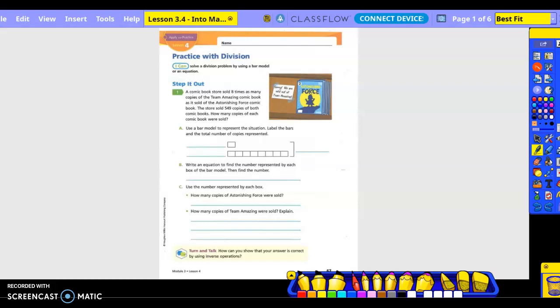Fifth grade into math, lesson 3.4. Practice with division. I can solve a division problem by using a bar model or an equation. Step it out. Number 1.